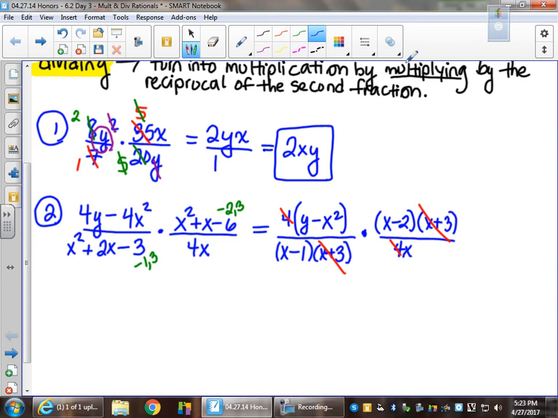Nothing else is going to cancel, so now we're going to multiply straight across. So I have y minus x squared times x minus 2 divided by x times x minus 1.